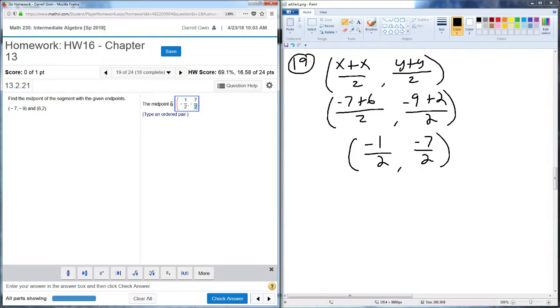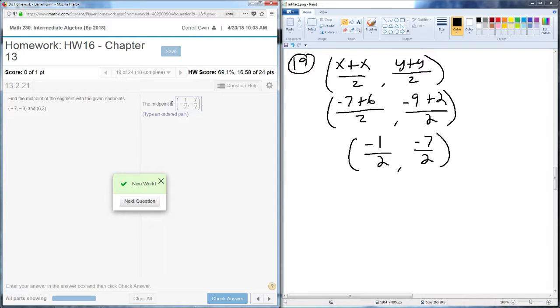Negative 7 over 2. Gosh, that's a double fraction. I guess that's the answer. Lots of fractions.